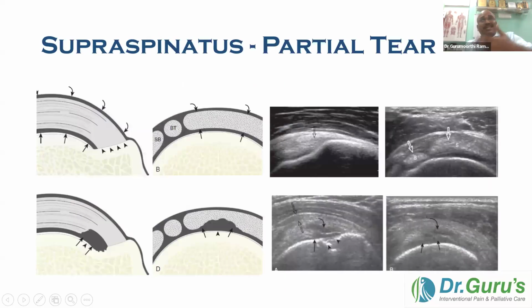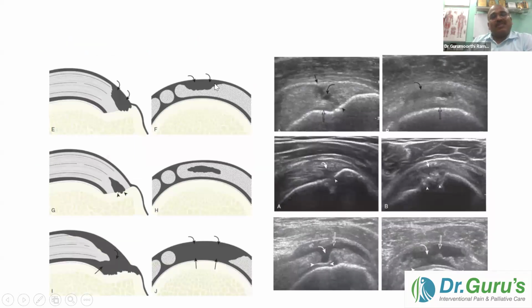So it is grade 3, right? So the next clinical spectrum will be a partial tear, right? So moderate, severe, then it will go for tear, right? So partial tear, there are 3 types. One is your articular surface tear. Second one is bursal side. Third one is intrasubstance, right?